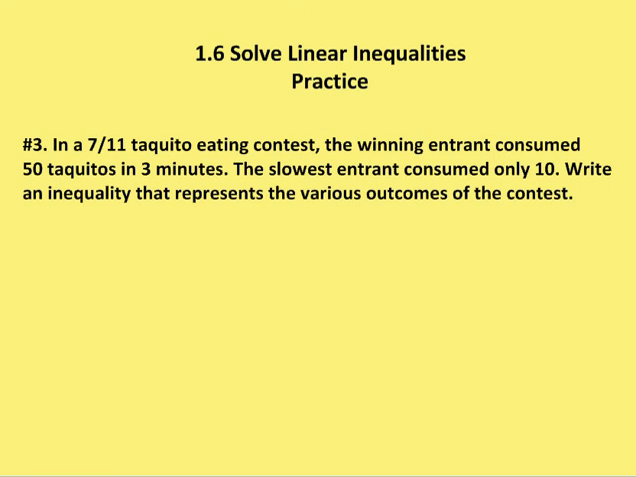They want us to write an inequality that represents the various outcomes of this contest. x is going to be the number of taquitos eaten. I know that the smallest number is going to be 10, so x is going to be greater than or equal to 10, and I know the largest is going to be 50. So on the right-hand side of the inequality, it's going to be x less than or equal to 50, because we know that someone ate 50. So the range is going to be between 10 and 50, and x is going to have to be between these two values.